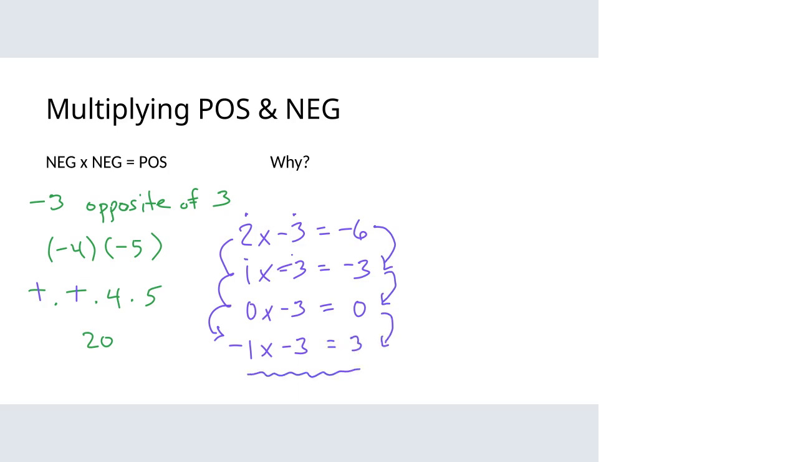-1 times -3 must be +3. Following this pattern, negative times negative is a positive. I like that very much. I think the pattern's good on both, actually.